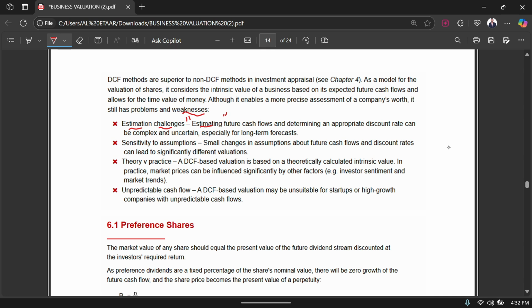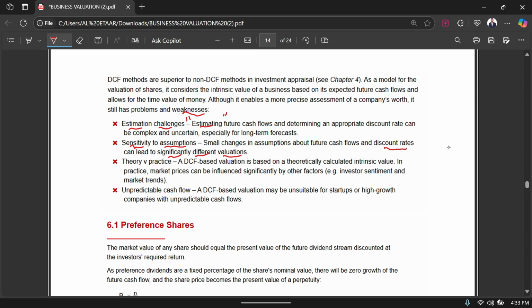The second weakness is the sensitivity to assumptions, which means that small changes in assumptions about future cash flow and discount rate can lead to significantly different valuations. That is correct. For example, today I think that the future cash flow is going to be this much, and then tomorrow, or after 1 month, I think something else. I think that now our future cash flow is going to look something like this, or our discount rates are going to look something like this. Then that's going to have a significant variation on our valuation, right? So that means that it is sensitive to assumptions.